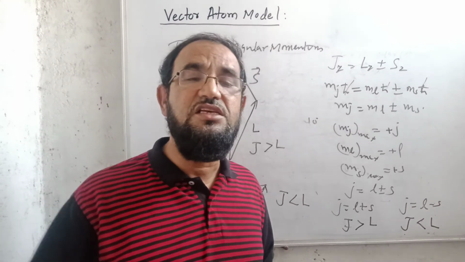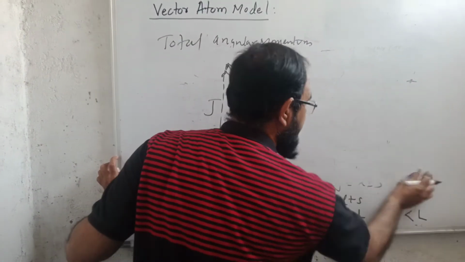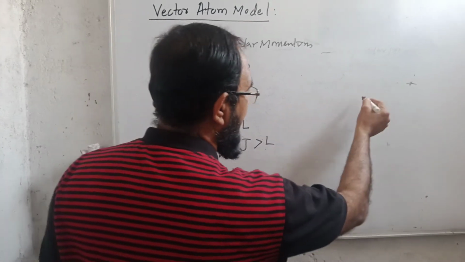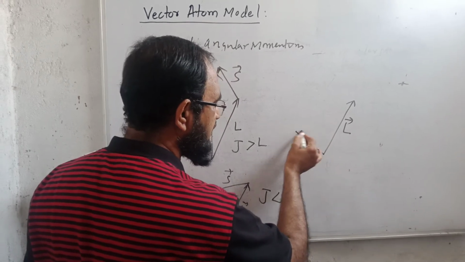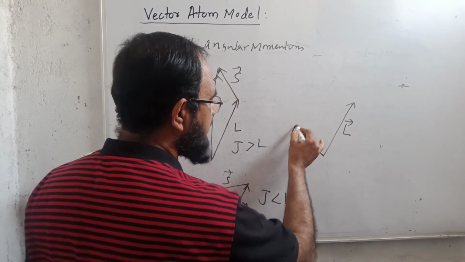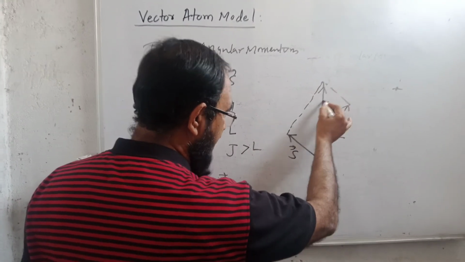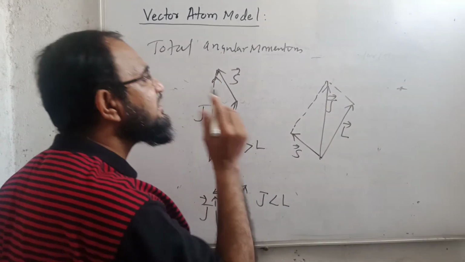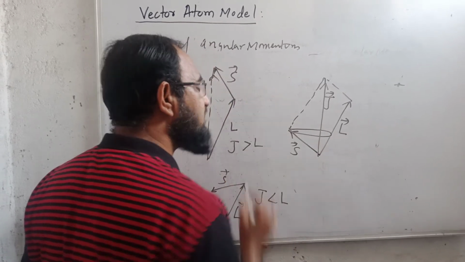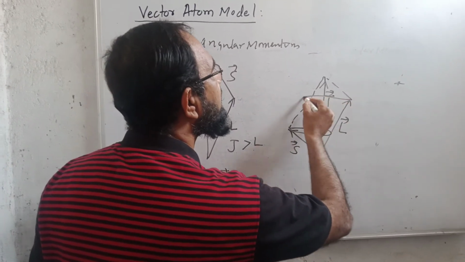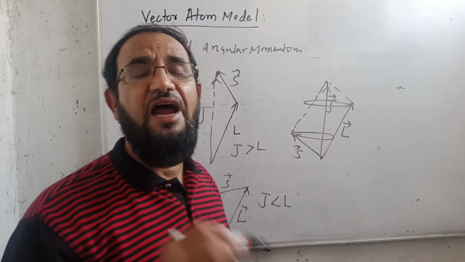Now if there is spin orbit interaction, I will draw the vector L, the orbital angular momentum, and the spin angular momentum. I will complete the parallelogram, and the resultant is given by the diagonal of the parallelogram. So there is precession of s around j, and precession of the vector L around j. This is called the vector atom model.